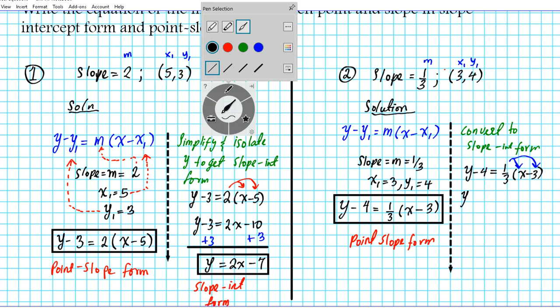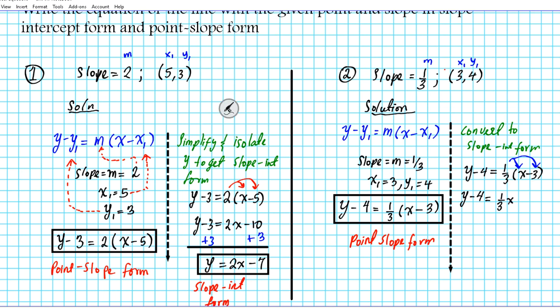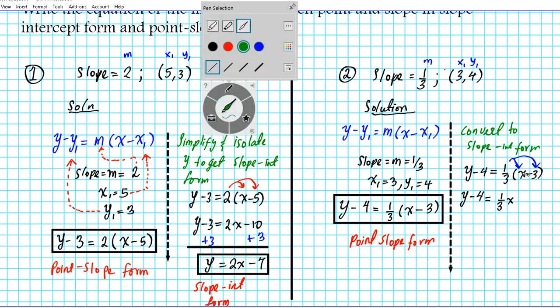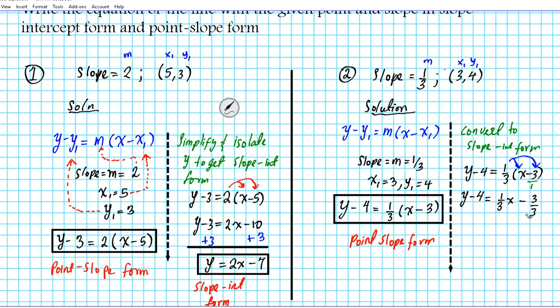Well, it gives us y minus 4 equals 1/3 times x, which is just 1/3 x, and then 1/3 times negative 3. Think about 3 as 3 over 1. Every integer can be written as a fraction, or as a rational, just put a 1 in the denominator. So we're going to multiply the numerator by the numerator and the denominator by the denominator. That will give us negative 3 over 3. Now this can be simplified further. So we have y minus 4 equals 1/3 x minus 1, since 3 over 3 is 1.